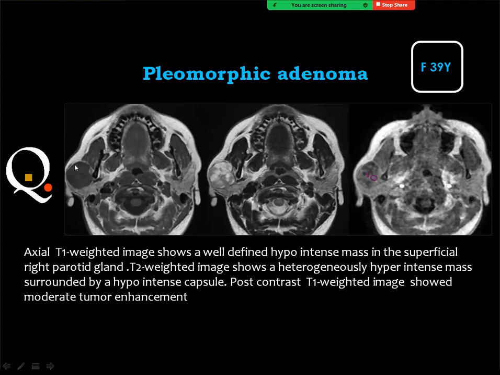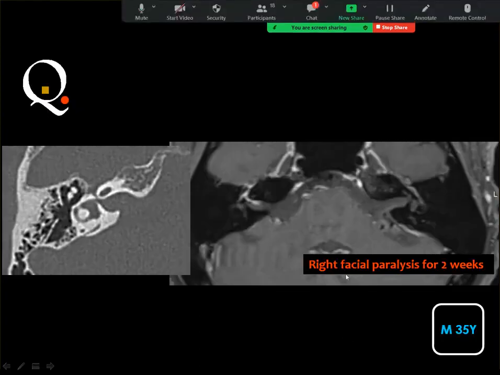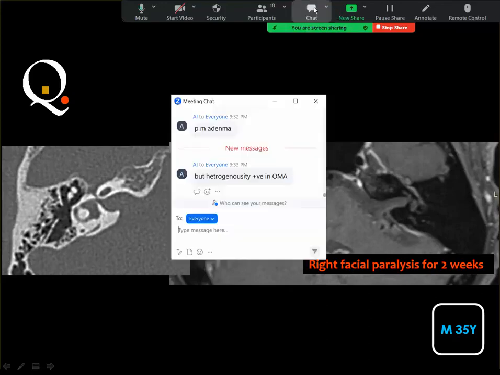If the lesion is of low signal in the T1, high signal in the T2, meaning that it contains a lot of water, it is towards the benign side of the tumor. But if the lesion is of intermediate signal in the T1 and T2, then water content is less, and you may suspect malignancy, which is not true in all cases. This patient had right facial nerve paralysis for 2 weeks.